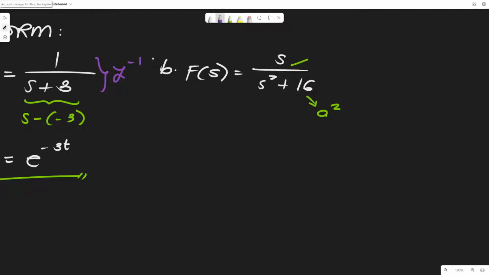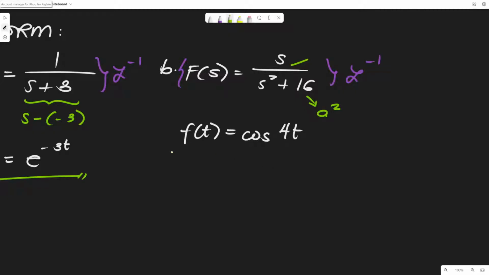So, therefore, the inverse Laplace transform is equal to cosine, what is a? That is 4. So, cosine 4t.